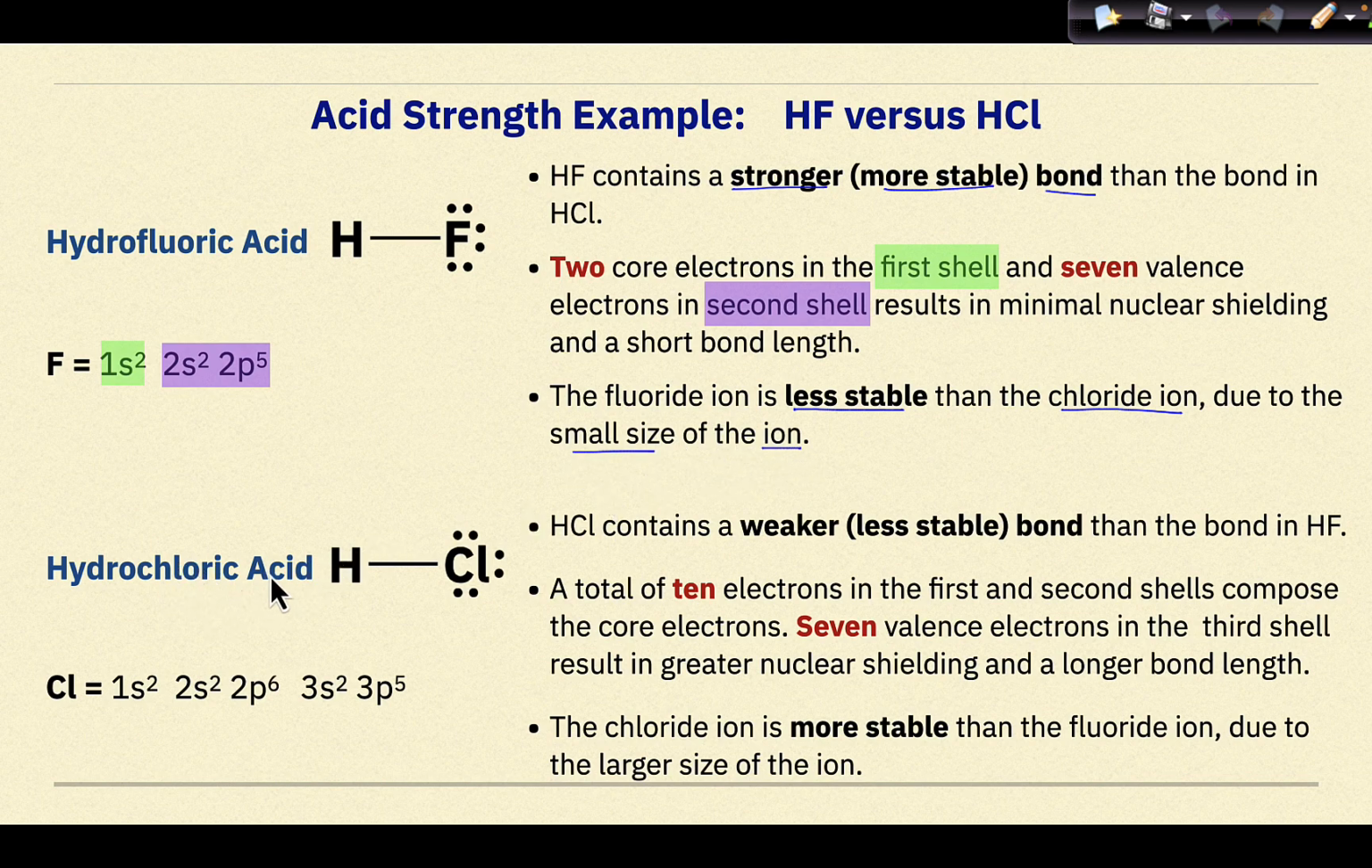Now let's consider hydrochloric acid, HCl. HCl contains a weaker or less stable bond than the bond in HF. A total of 10 electrons in the first and second shells compose the core electrons. 7 valence electrons in the third shell results in greater nuclear shielding and a longer bond length. The chloride ion is more stable than the fluoride ion due to the larger size of the ion.